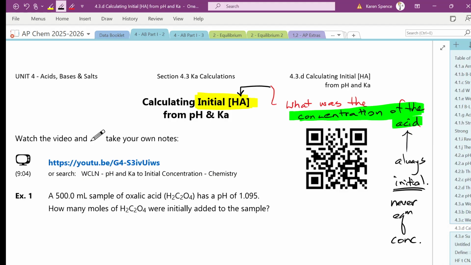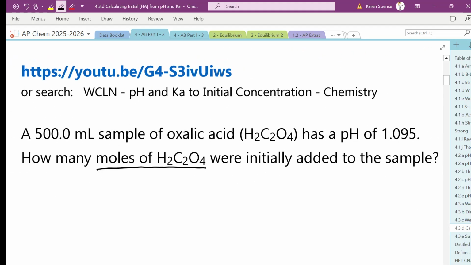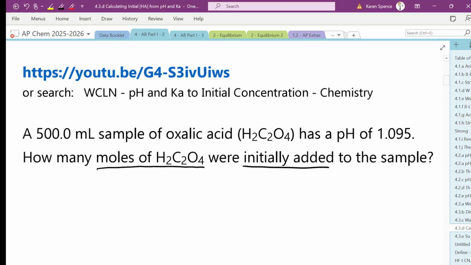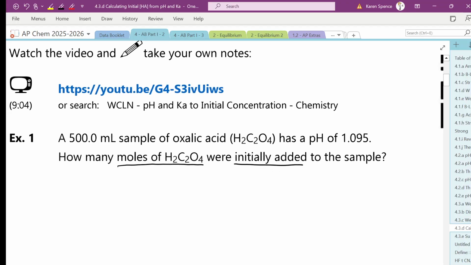Now, in this particular question, we've made that very obvious by saying how many moles of H2CO3 were initially added to the sample. Okay, so we've got that initial thing in there, but that might not be there. So let's take a look at this. We have 500 milliliters of our oxalic acid, H2C2O4.